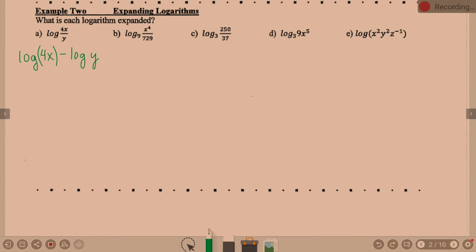I put parentheses around the 4x, just trying to be appropriate there. It looks like you put 1. Now, I'm going to claim we're not done. What's another property I could use here? Laura? Would the x go in the front? Like the power property? No, it's not a power, so it's not the power property.